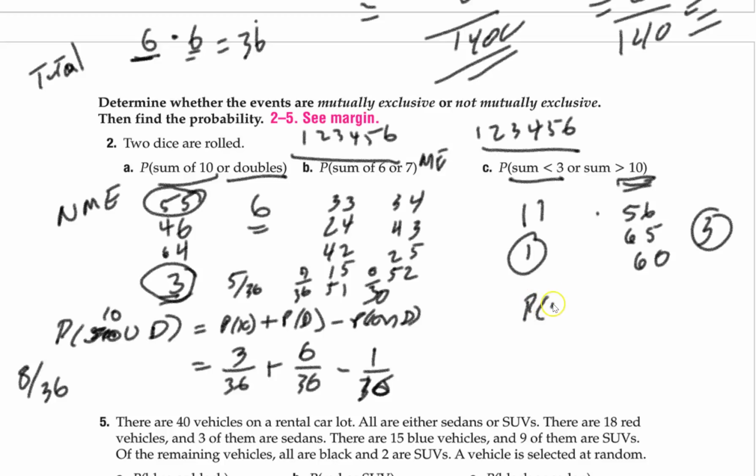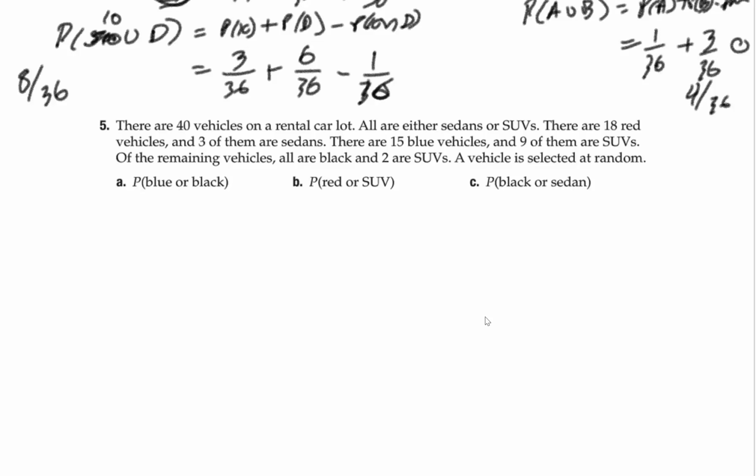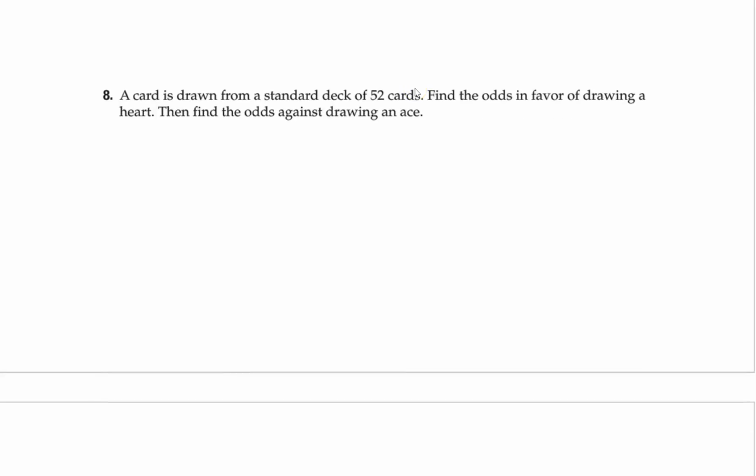So again, if we do our favorite formula, minus what they have in common. Probability of getting less than 3 is only 1 out of 36. More than 10 is 3 out of 36. And do they have anything in common? No, they don't. So 0. These are also mutually exclusive. So I just get 4 out of 36. I could do the same thing there. I'll save you a little time. I'll skip that one. Let's do this one to finish it off.